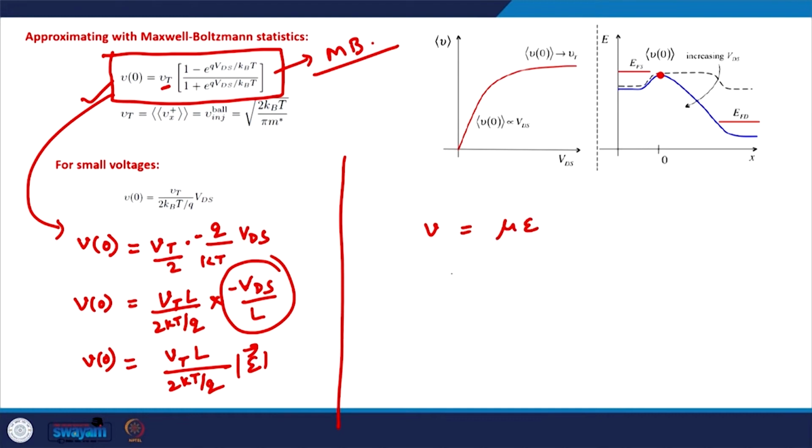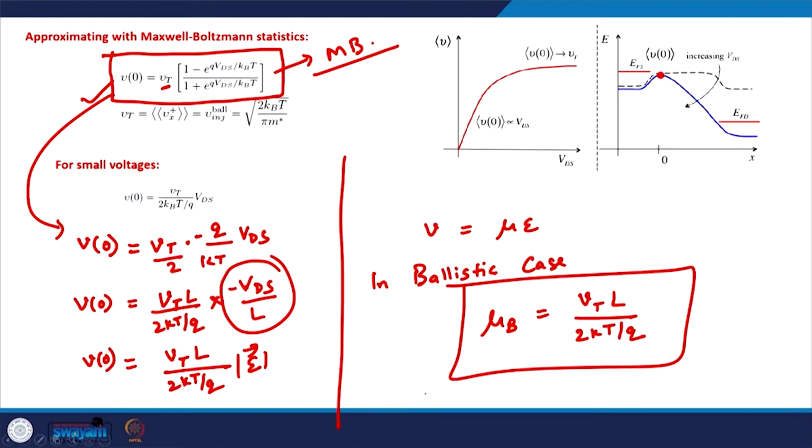So if we compare this, in the ballistic case, mu b will be equal to Vt times L divided by 2 kT by q. This is an important expression. If somebody asks you what is the ballistic mobility for a given ballistic MOSFET, this is how we calculate that. We first calculate the unidirectional thermal velocity, and then if we know the channel length, and these are just constants, using all this we can calculate the ballistic mobility of the channel.